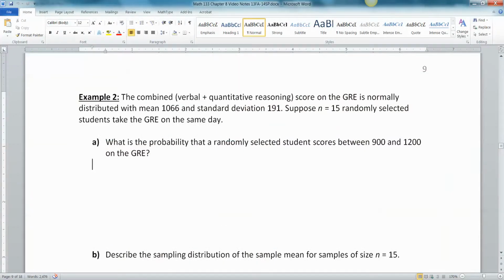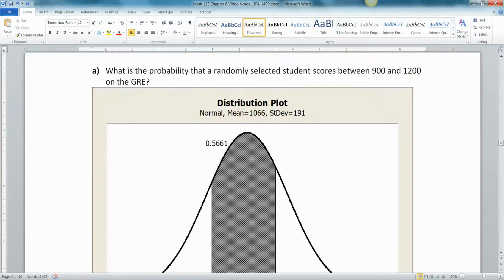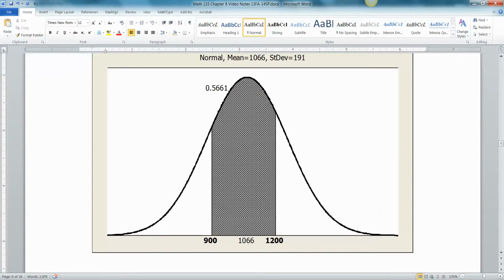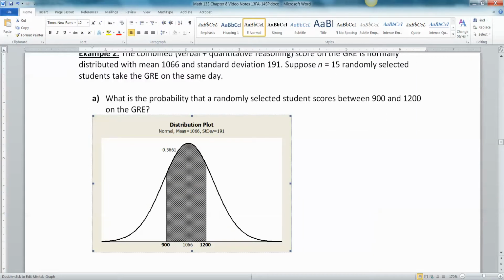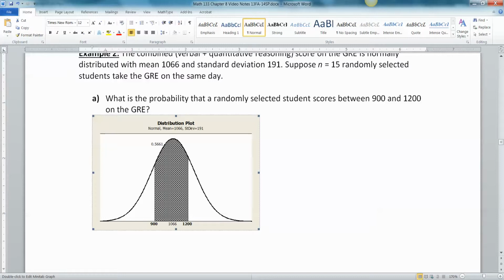So let me paste this in. There it is. It's huge. All right, so here's 900 over here on the left. Here's 1200 on the right, and 1066 is in the middle. Let me shrink this down. And you can see the program I'm making this in, which is called Minitab, has already figured it out. It thinks that it's 0.5661, but we're going to prove it.